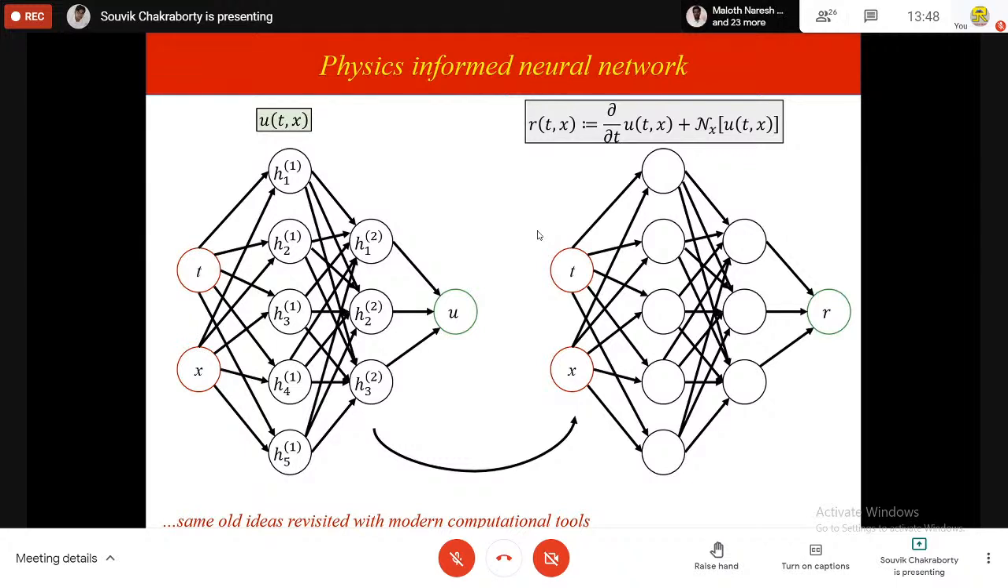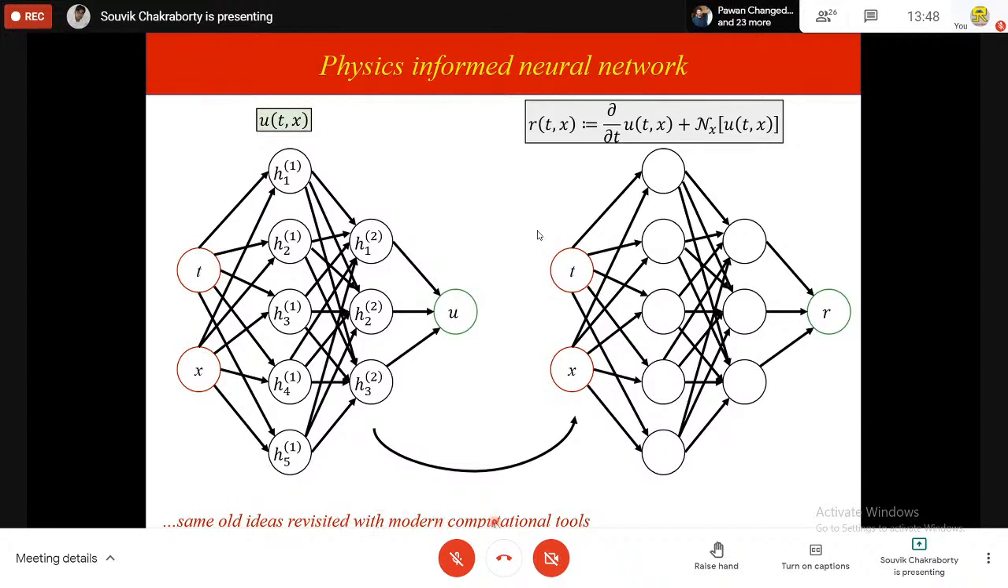So from a research point of view, this also has an important message for us: what you are developing now may not be useful today. It may be useful 20 years from now. But in any case, what is this physics-informed neural network? This is a very catchy term nowadays, but the idea is not new. This is the same old idea that we are revisiting with modern computational tools.